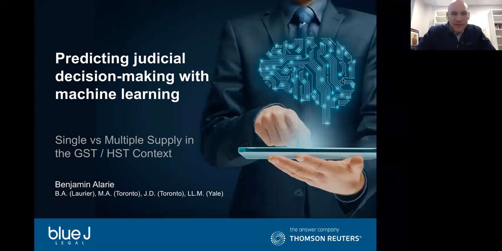Today, our topic is about predicting judicial decision-making with machine learning, with a particular emphasis on examining an issue that comes up very frequently in the context of value-added taxes, or here in Canada, what we would call the GST, HST context. So what is it that we're going to be talking about today? What we're going to be talking about is how you can tell the right characterization of a transaction when you have multiple elements that are being supplied by a taxpayer, a GST, HST registrant.